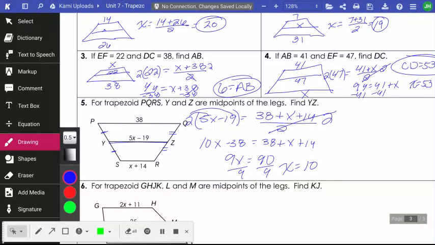It didn't ask for x, though. It asked us to find YZ. YZ is this equation here, 5 times 10 minus 19. So we have 50 minus 19. So we have YZ is equal to 31.